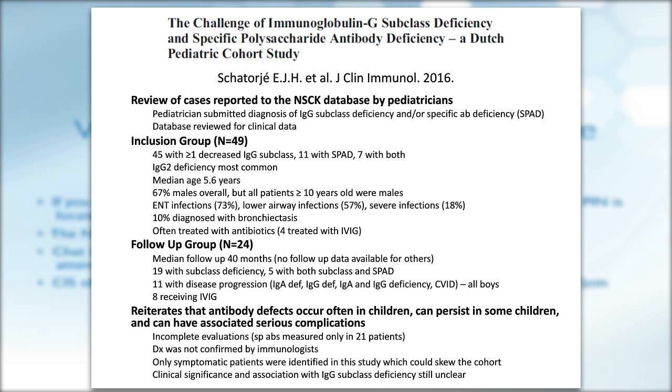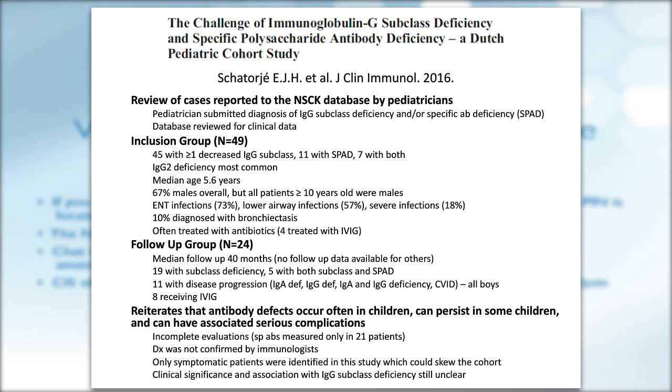So one of the take-home points of this paper was that it reiterates that antibody defects occur pretty often in children, and they can actually persist in some children, as opposed to many children who have minor defects in antibody production, most of which resolve on their own. And some of these children may also have associated serious complications such as bronchiectasis.